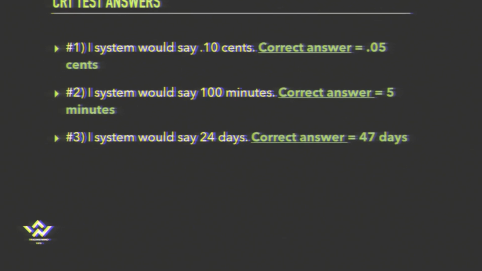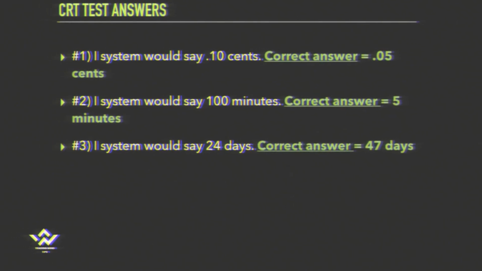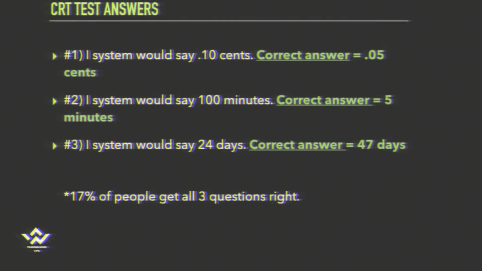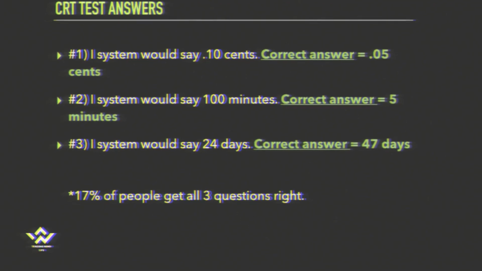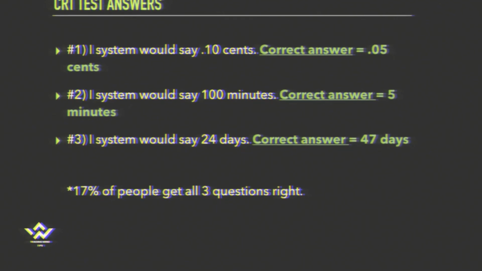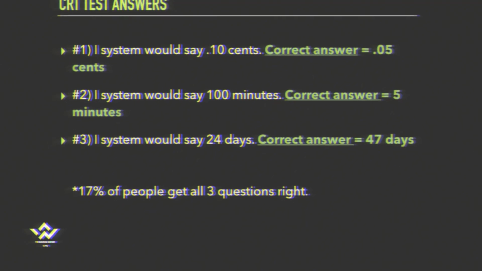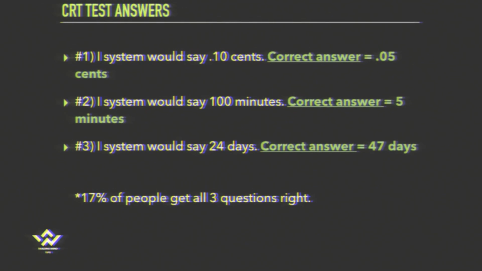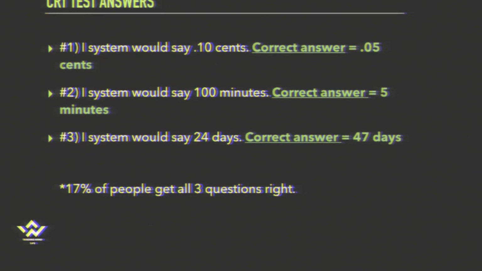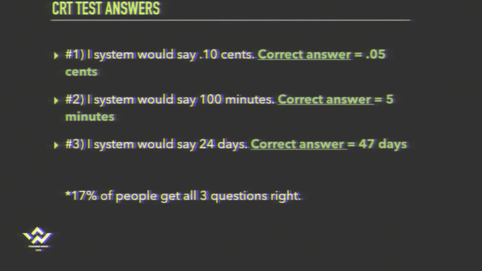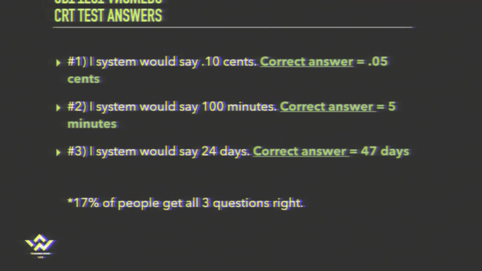When Shane Frederick first administered this test to 3,500 people, he found that only 17% of people got all 3 questions right. Now, this test is not to see if you are smart enough to trade stocks. It's just to help you realize that a lot of trading decisions stem from our I system, even though we think we are using our A system. The I system will be where most of our trading mistakes come from, such as hesitating, changing our risk, jumping the gun, selling a winner too soon, or holding a loser too long.